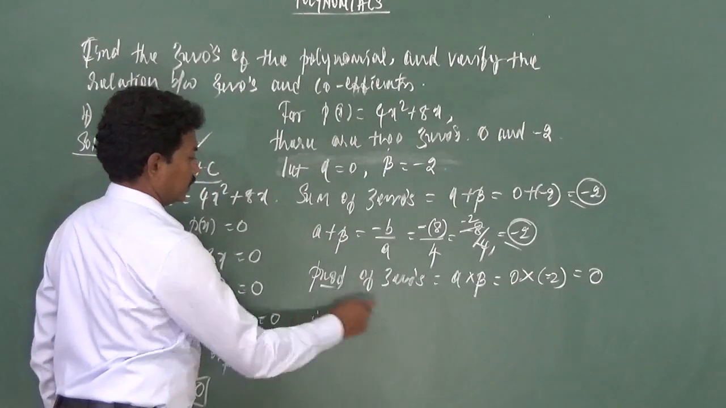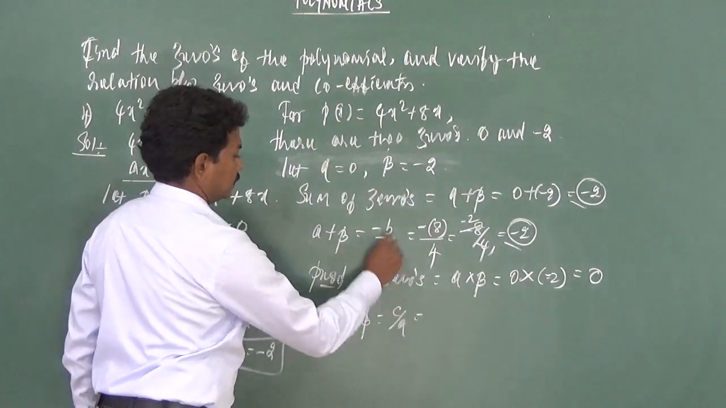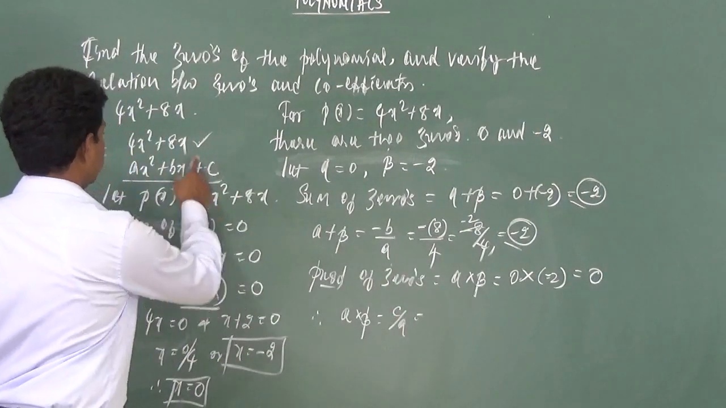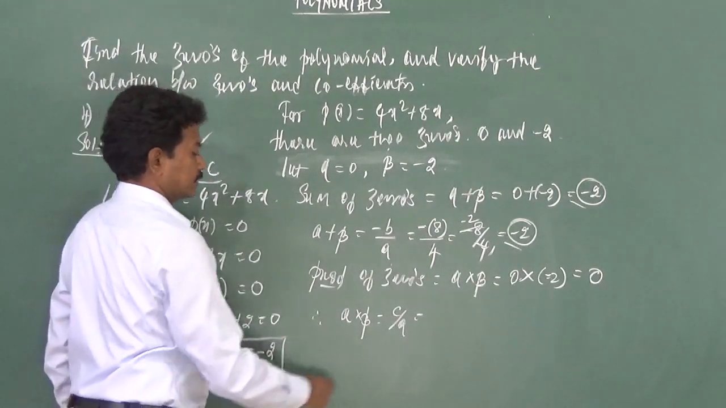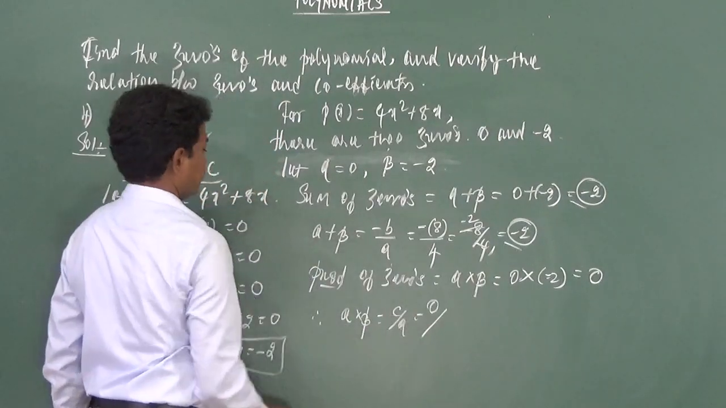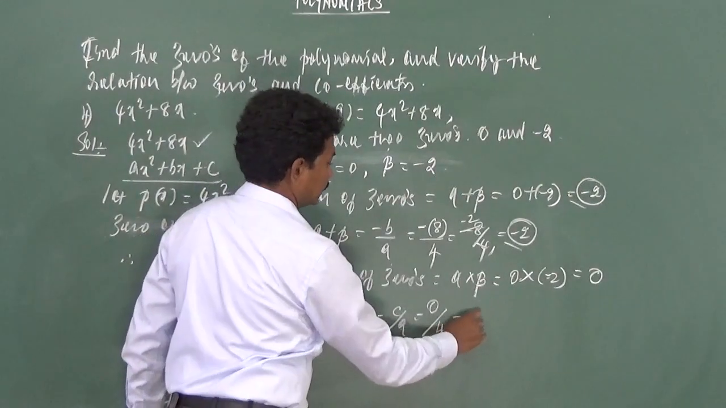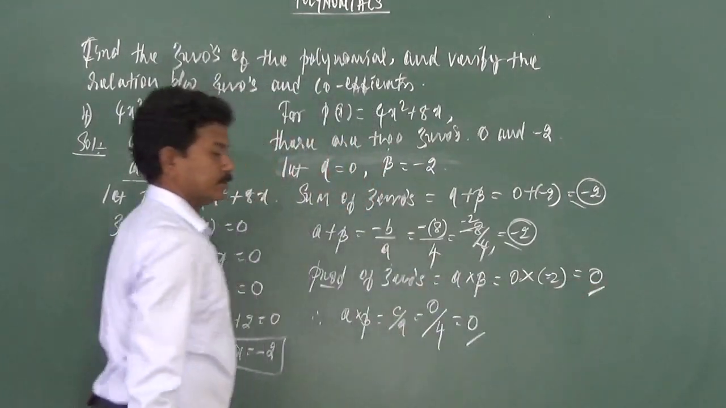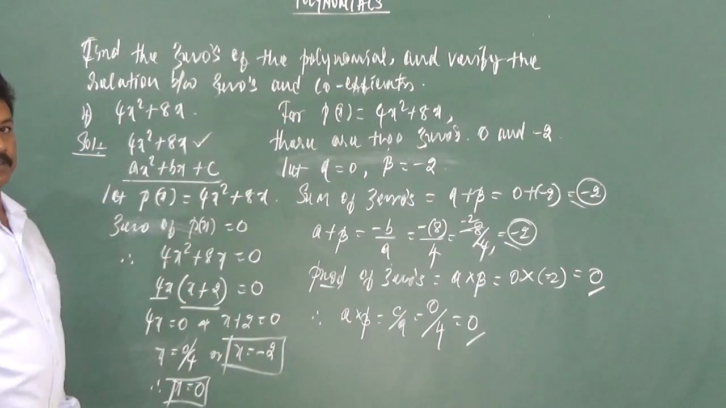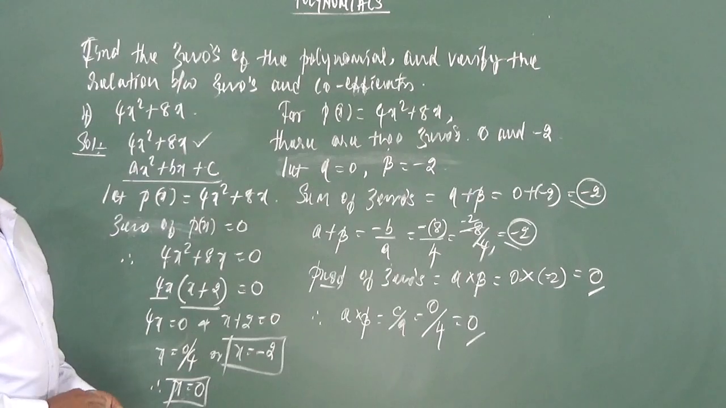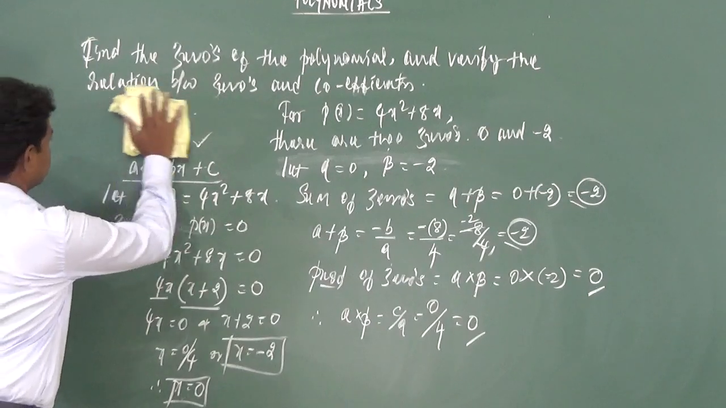So therefore we will find the relation now. Alpha into beta is c by a. The c value doesn't exist in the given quadratic polynomial. Therefore that should be considered as 0 by a. A here is 4. So 0 by 4 is 0. And here we have successfully verified that. So this is a bit different problem. A little bit different problems like this are usually asked in your examinations. Okay, let's go with the next problem.